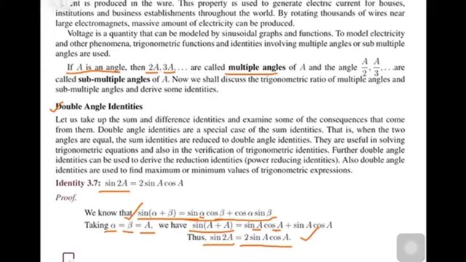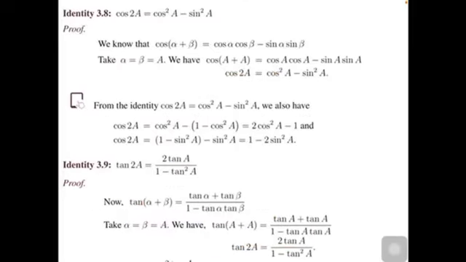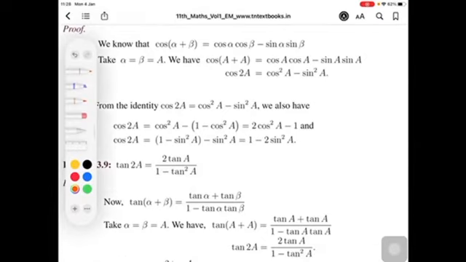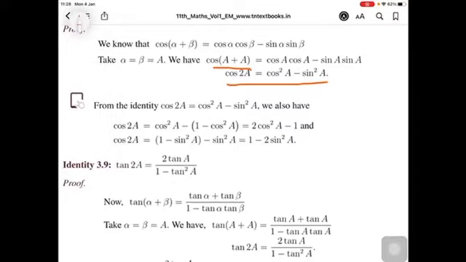Likewise, we have to find all the double angles. Similarly, cos 2A is equal to cos square A minus sin square A. Here also we are using cos alpha plus beta, where alpha and beta are equal to A. So, cos A plus A, that is cos 2A, is equal to cos square A minus sin square A.